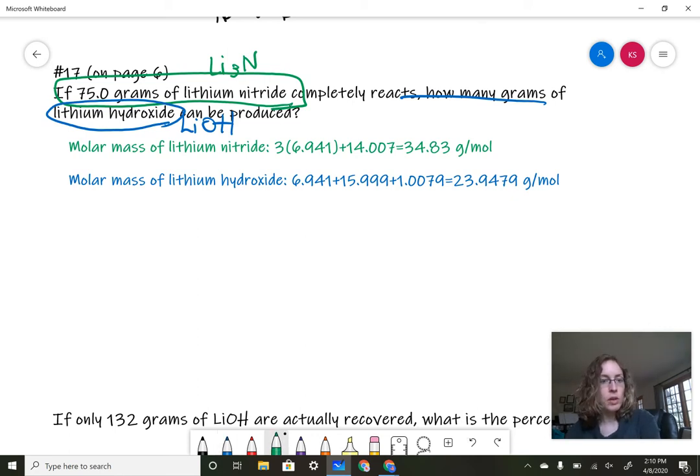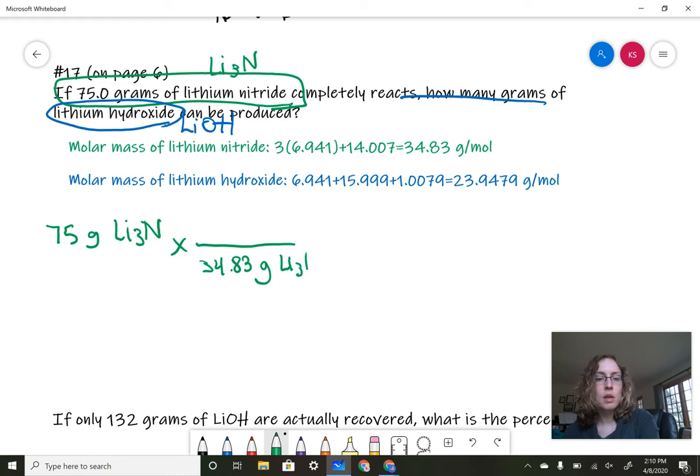Okay, so just like we did before, let's start over here on the left. 75 grams of lithium nitride. I'm going to use that molar mass. So there's 34.83 grams of lithium nitride for every 1 mole of lithium nitride. So that'll tell me essentially how many moles of lithium nitride I am starting with. Now I need that mole ratio.